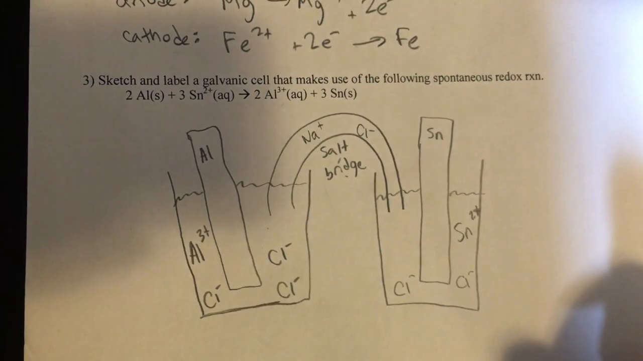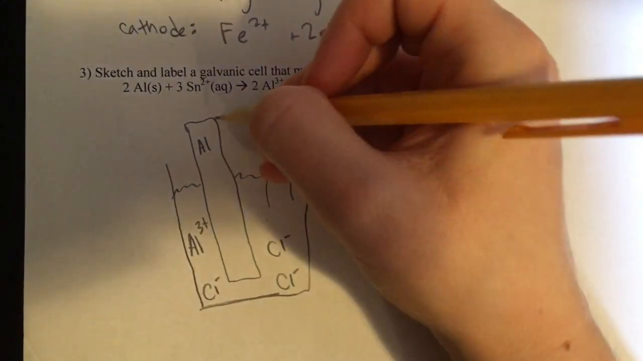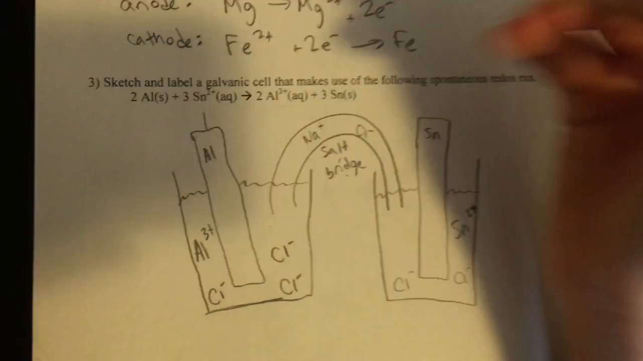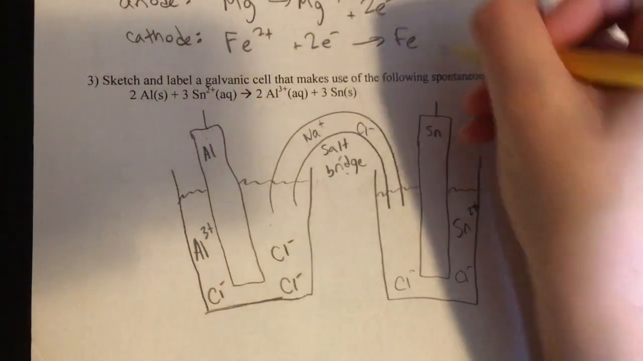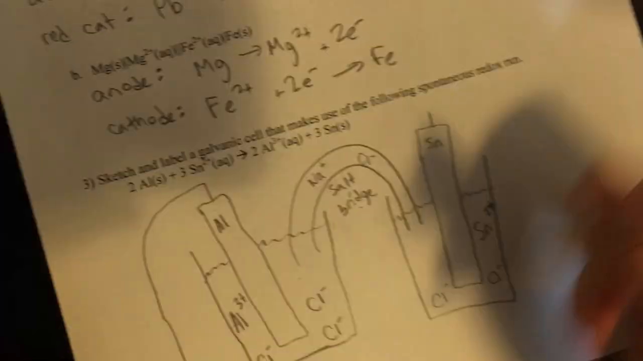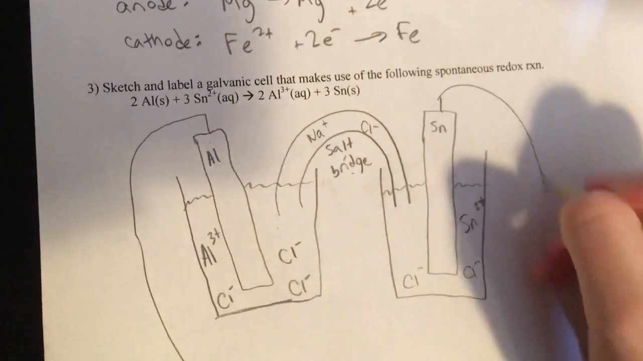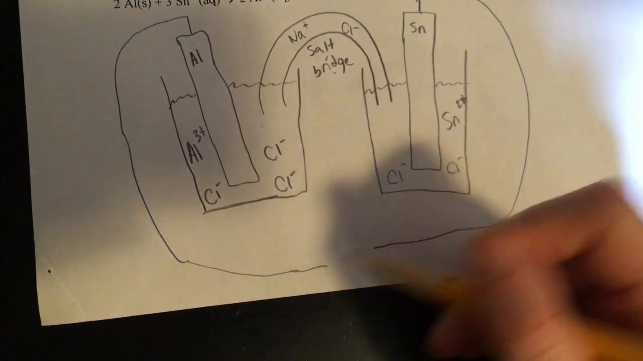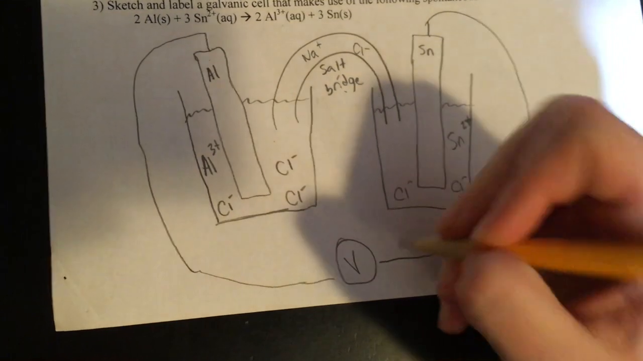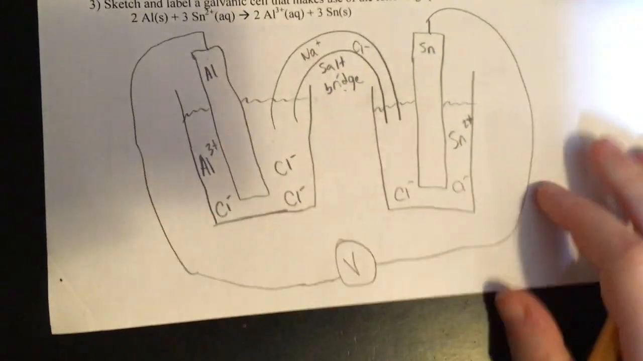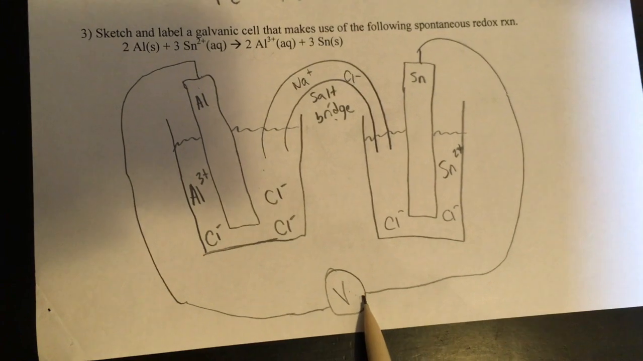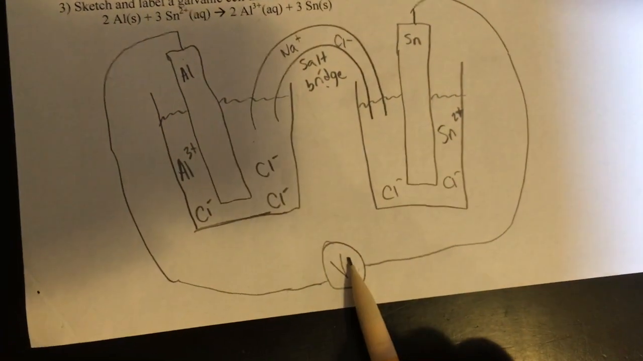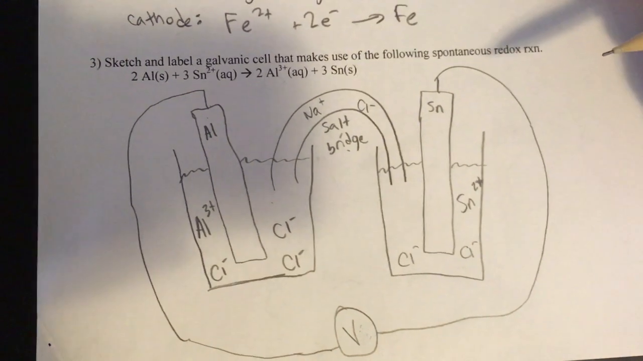And then I've done a bad job of leaving myself some room, but this metal electrode and this metal electrode would need to be connected. So I'm going to draw this down here below all of this. These would need to be connected via whatever you're trying to power, right? So this would be like your light bulb, or it could just be a voltmeter, which the symbol for that is just a V in a circle. But whatever the external part of the circuit is would go here.